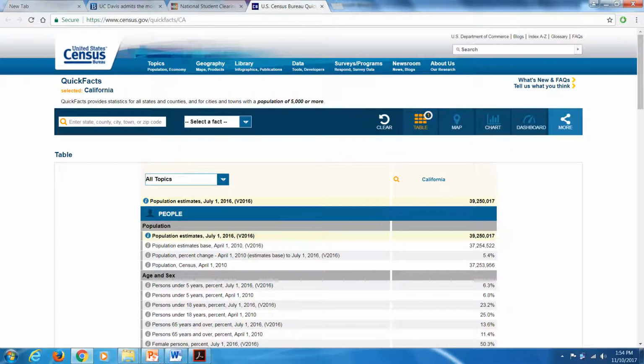So let's start with the US government website census.gov. These are approximate estimates. In July 2016, we had 39 million California residents. Again, we don't know exactly whether these 39 million are US citizens or permanent residents, or whether this number also includes the illegals living or working in the state of California.